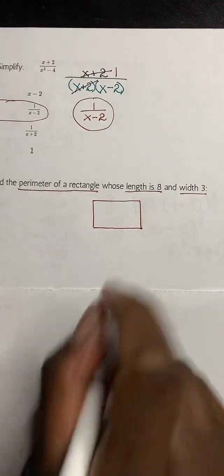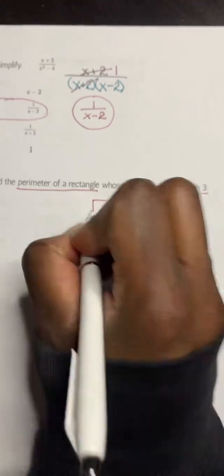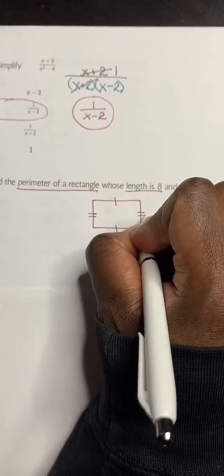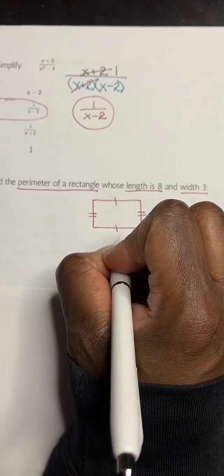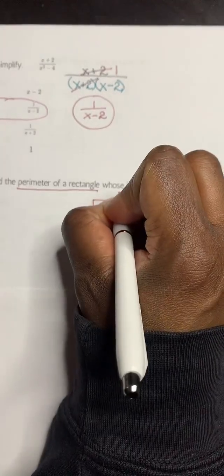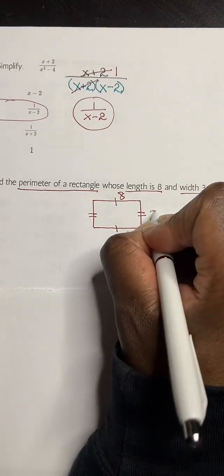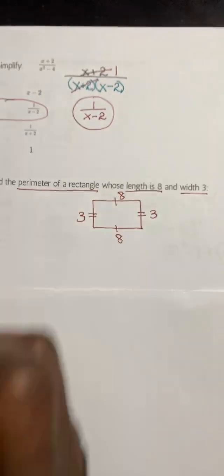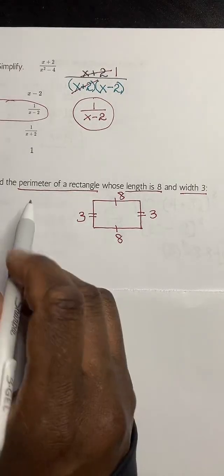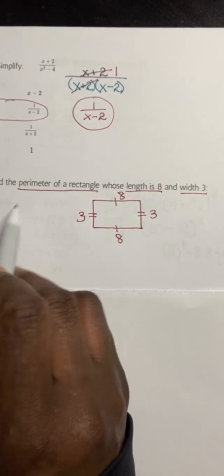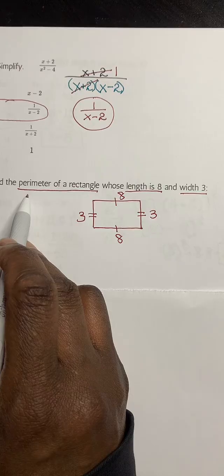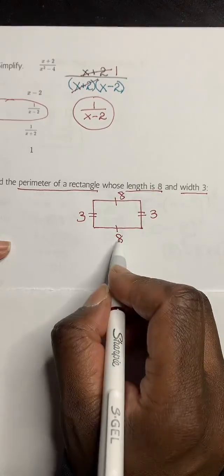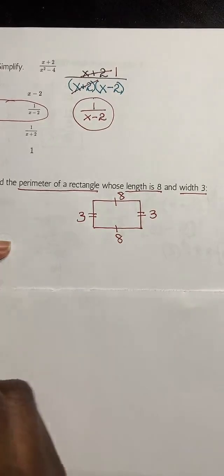Okay, what we know about rectangles is they have 2 sets of congruent sides. So if this is 8, this is also going to be 8 up here. If this is 3, that means this is 3 over here. We're saying perimeter, not area, perimeter. That means we are adding up all the sides.